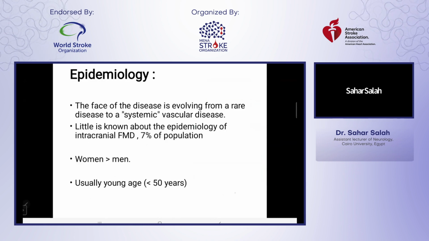When it comes to epidemiology, very little is known about the epidemiology of intracranial FMD. Only 7% of the population is affected, and this is based on the registry of patients who apply for renal donation. The face of the disease is changing from just a rare disease of the renal arteries, accounting for a minority of cases of secondary hypertension in young women, to a systemic vascular disease which could affect any artery, especially the renal arteries, intracranial arteries, coronaries, and iliac arteries. It affects mainly women and usually at a young age, less than 50 years, but the age of discovery is usually around 50.